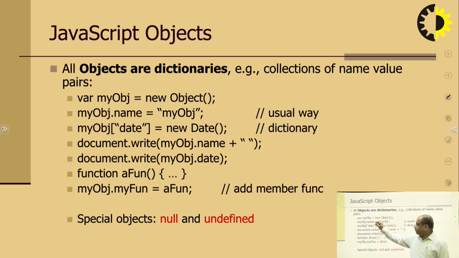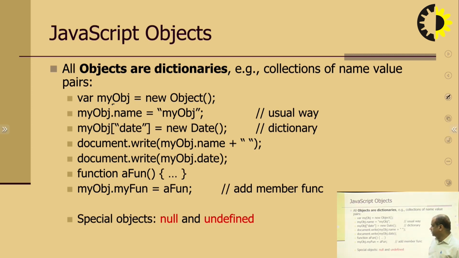We define the variable here. So my object dot name. Here the name will be my object. We want to display the date, so we will write document.write my object dot date. This will give us the date value.